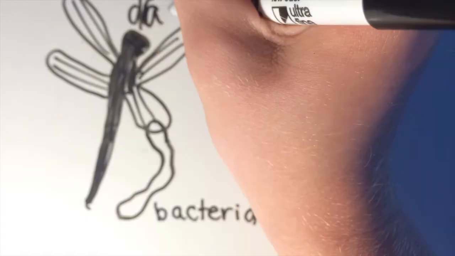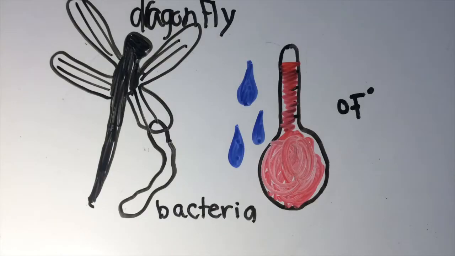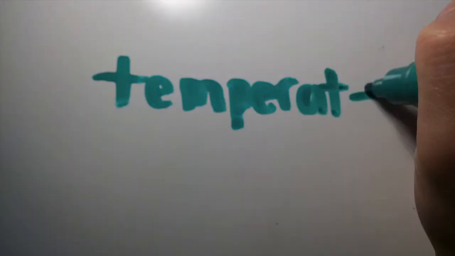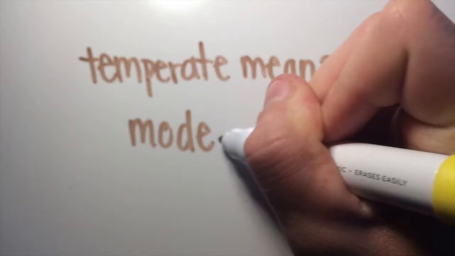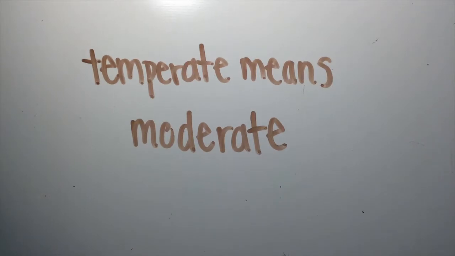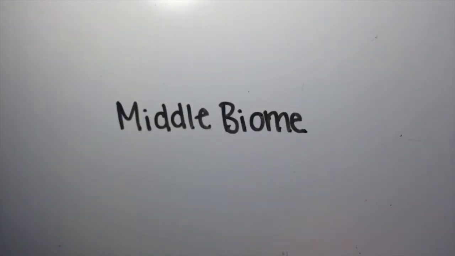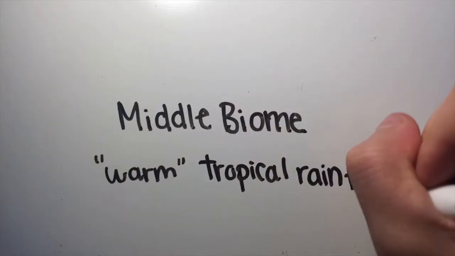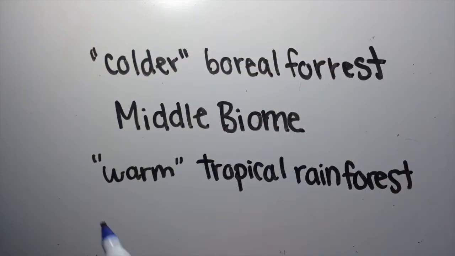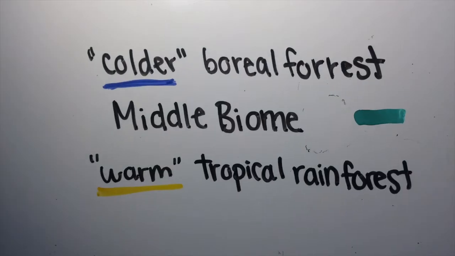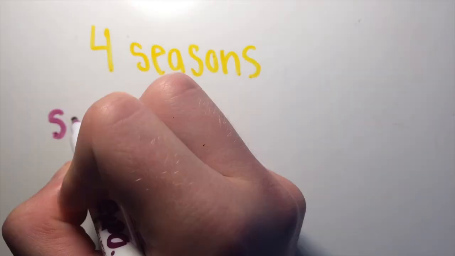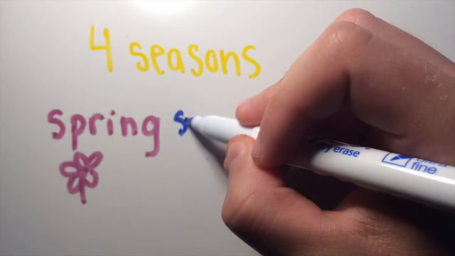Next, we have the temperate rainforest. The word temperate means moderate, which in our case means not too hot and not too cold. The temperate rainforest exists as a middle biome, one that separates other biomes. This is because the temperate rainforest is not as warm as the tropical rainforest, but not as cold as the boreal forests. Temperate rainforests have 4 seasons: spring, summer, winter, and fall, and have a mild climate.